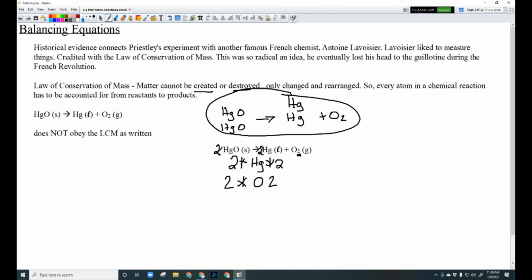So we don't write it out this way. We use these coefficients here instead of writing multiple compounds. And so we have 2, and this means we have 2 moles. Remember, in chemistry, we measure compounds in moles. So when you're reading this, we have 2 moles of mercury(II) oxide yields 2 moles of mercury plus diatomic oxygen. Remember, these are diatomic molecules.